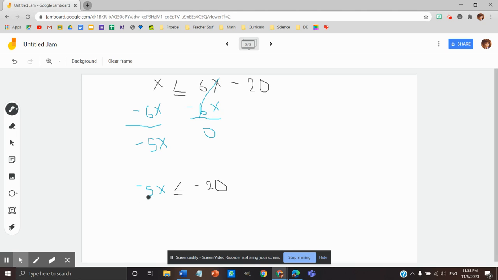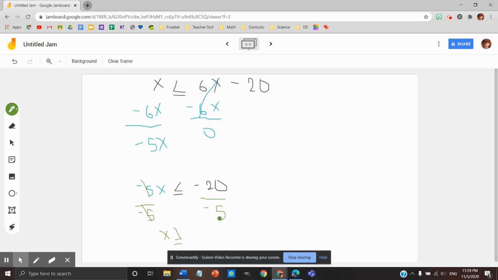Now I want to take that negative 5 and throw it to the other side. Because it's being multiplied, I'm going to divide. And now I'm dividing by a negative number, so I have to remind myself that I have to change that inequality. Now I'm going to divide here by negative 5 too. Those 5s are going to get canceled, and I'm going to be left with x. The inequality changes direction because I had to divide by a negative number.